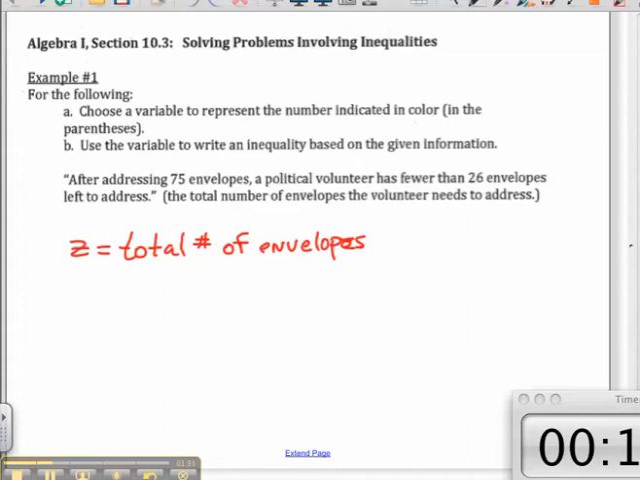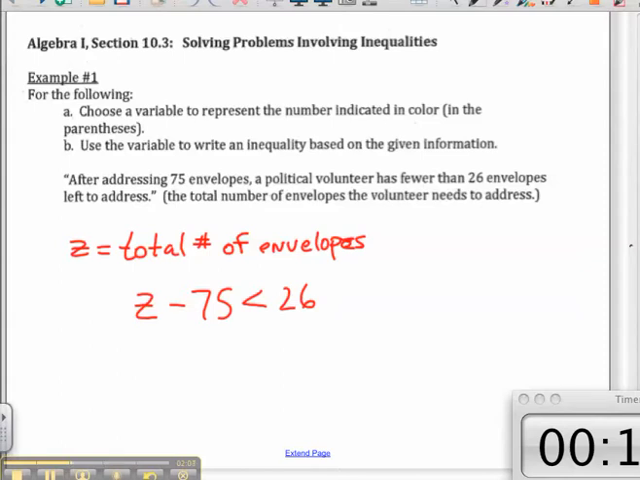All right. Now, the B part says use the variable to write an inequality based on the given information. So how can I write, using Z, an inequality given this information? What would you do there, Reed? Do Z minus 75. The total number minus 75, the number you've addressed, right? Okay. Is less than 26. That means the number you have left, the total minus 75, is less than 26. Does that make sense? Yeah.